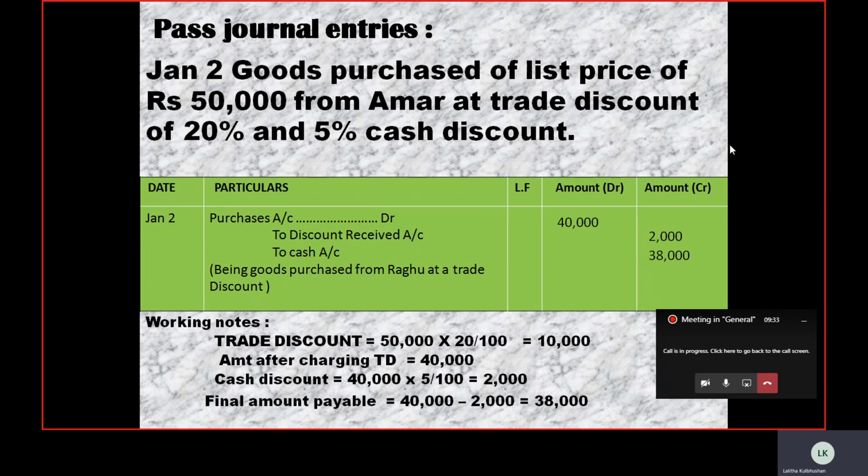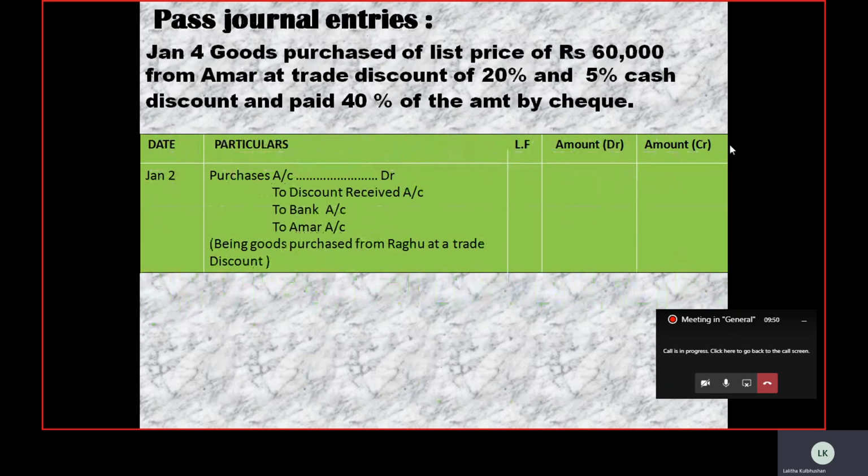38,000. In either of the cases, whatever the way you are opting, the answer should be the same, remember. So this is actually a concept where the entire amount has been paid, and that is 5% cash discount has been availed.